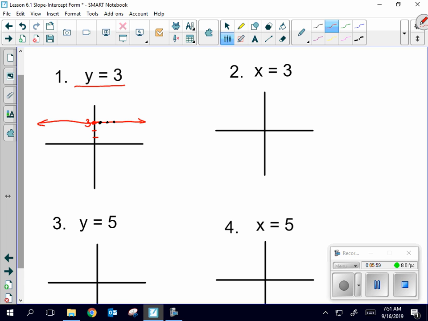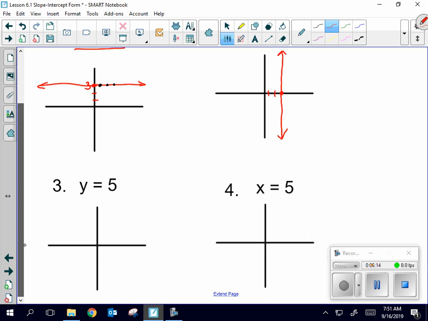Okay, x equals 3. We just graphed that on the previous page. So you find where x equals 3. We'll call that there, and it's a vertical line for x to always be 3. Okay, y equals 5. Just find 1, 2, 3, 4, 5. Yep, right here. There's y equals 5, and this time it's a horizontal line for y to always be 5. And for x to always be 5, again, we have a vertical line.